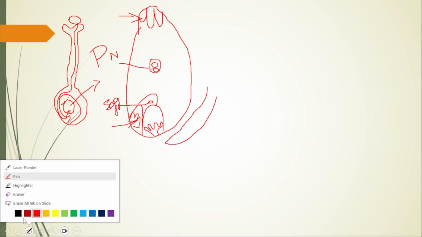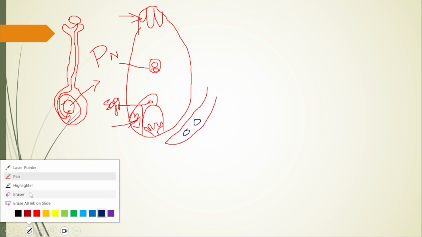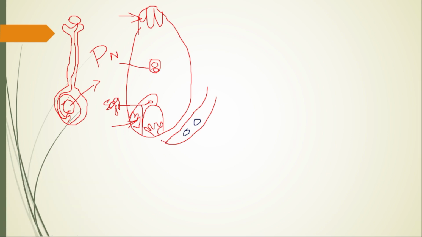So I will show you the pollen tube here. Let me take another color. It is having 2 male gametes. This one is one male gamete and this one is the other male gamete. 2 male gametes are there. So this pollen tube grows towards one of the synergids, either this one or else this one. After reaching the synergid, the pollen tube will burst, and then the two male gametes are released. After releasing, what happens?